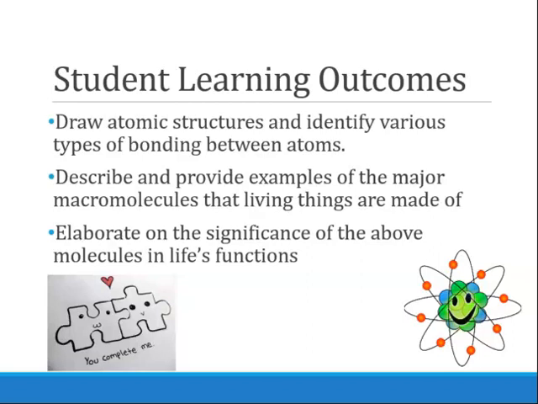Student learning outcomes for this chapter include drawing atomic structures and being able to identify various types of bonding between atoms, describing and providing examples of the major macromolecules that living things are made of, and also being able to elaborate on the significance of the above molecules in life's functions.